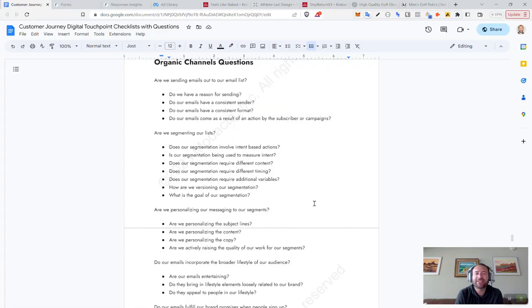Do our emails have a consistent sender? Funnily enough, sometimes they don't. Some people shift it up. Have a consistent sender for all your emails. There's no need to be switching that up on a regular basis. Our emails have a consistent format. I'm a strong believer in this. I think that emails should have a consistent format. I think that they don't need to be super heavily designed. I just think that they should follow a layout and that should work.